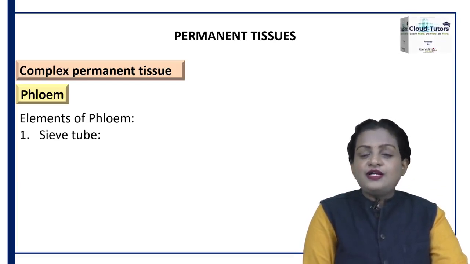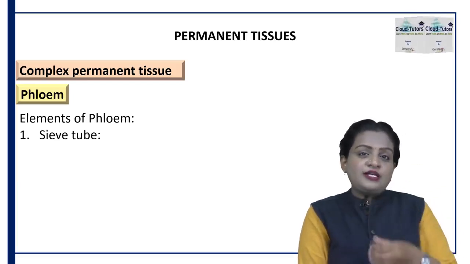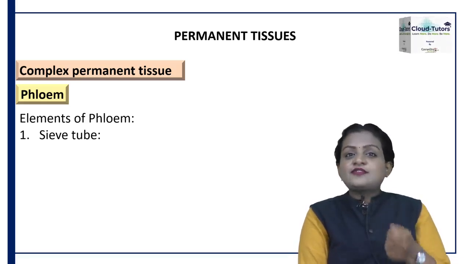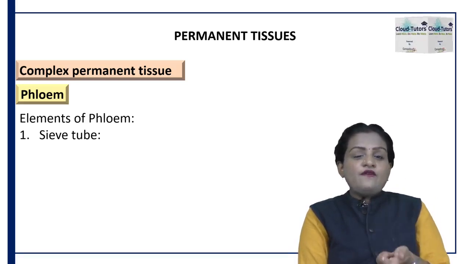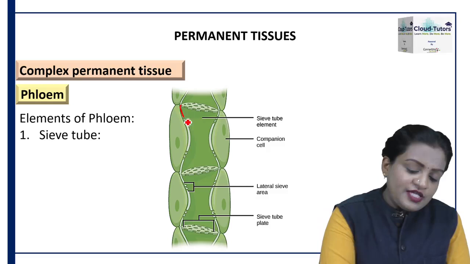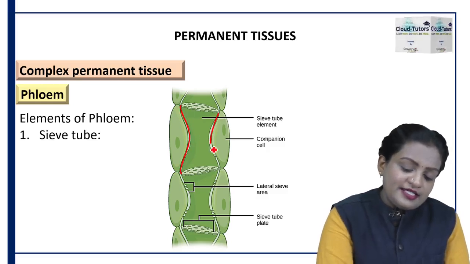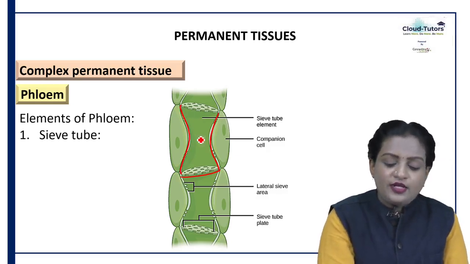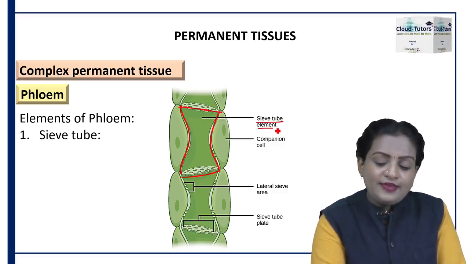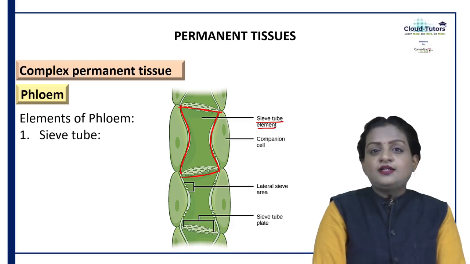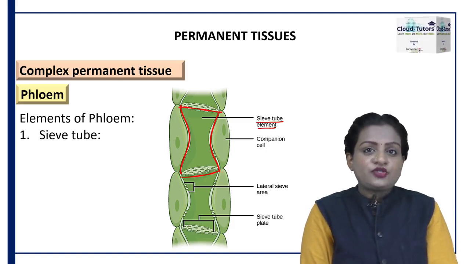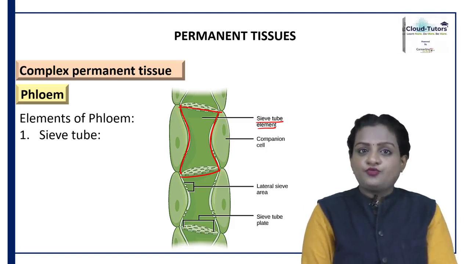So sieve tube, as we can see, it's a tubular structure, but again it is like vessels. It's not a single cell. It is made up of certain elements called sieve elements. So here if you see, this is one sieve element. This one particular cell is called sieve tube element, that is one cell, and one cell is arranged above one another to form a continuous tube, that is sieve tube.